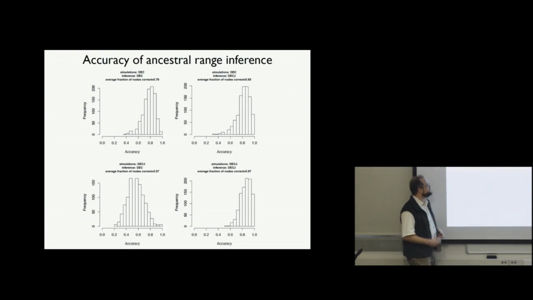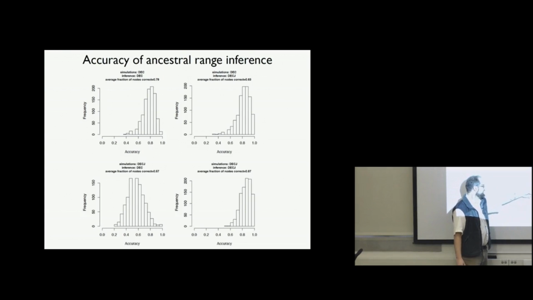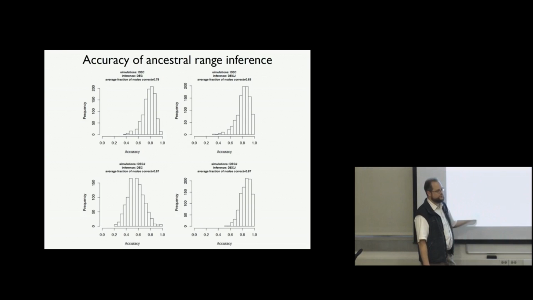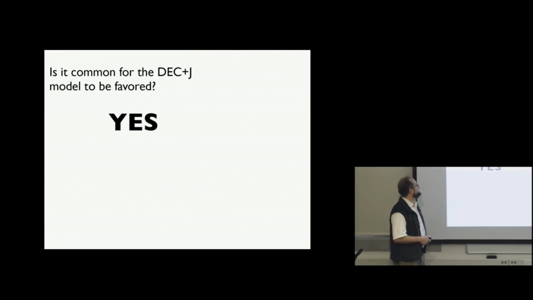Also, it matters for accuracy. With those simulations, I could check the accuracy, and basically, if the true model is DEC plus J and the inference is DEC, your accuracy is only 57%, whereas if your true model is DEC plus J and your inference is DEC plus J, your accuracy is 87%. So if you have the wrong model, you can do much more poorly in terms of your accuracy of inference. We should probably skip this. Basically, your model weights also support this story.